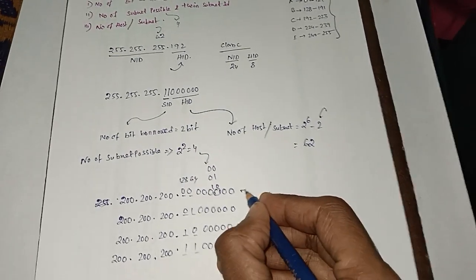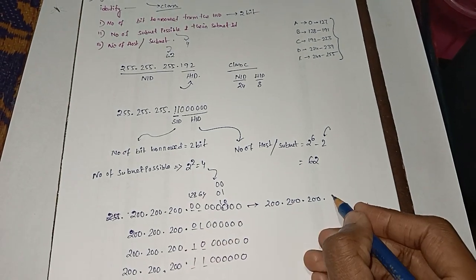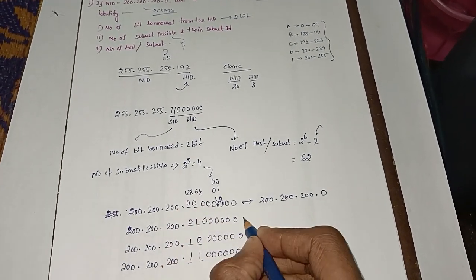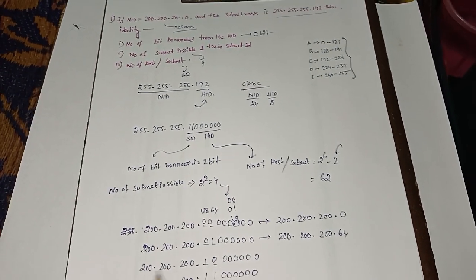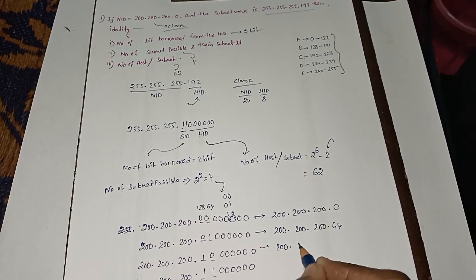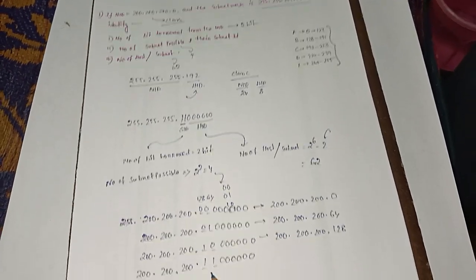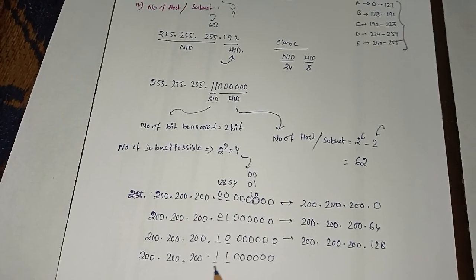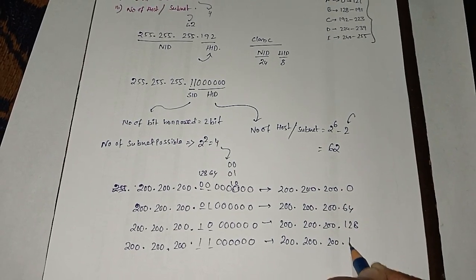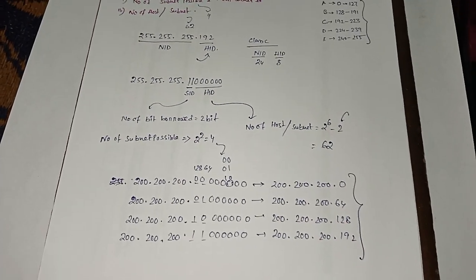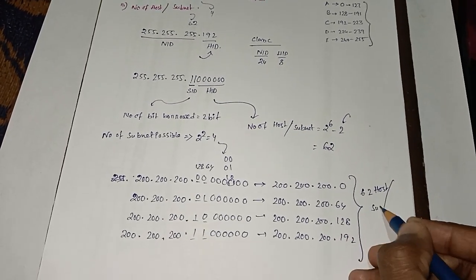The subnet ID of the first network is 200.200.200.0. When the 64 bit is 1, it is 200.200.200.64. Then with the 128 bit as 1, it is 200.200.200.128. Then when both bits are 1, 64 plus 128 means 192, so 200.200.200.192. These are the subnet IDs of the network, and each subnet has 62 hosts.